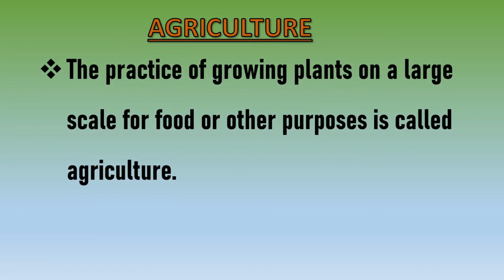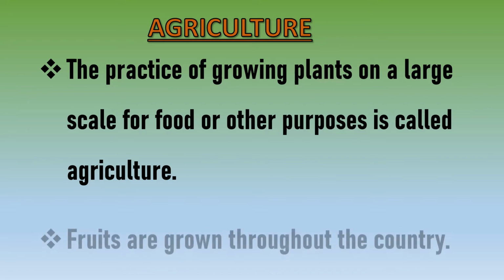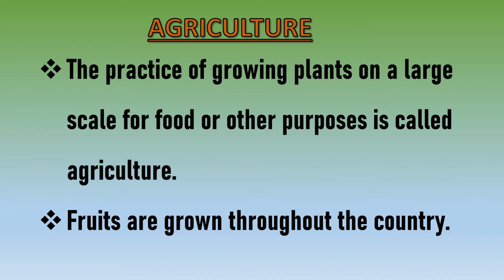Once we understand what crops are, we also need to know how these crops are grown, and that process is called agriculture. The process, the stages, the method by which crops are grown on a large scale is called agriculture. The practice of growing plants on a large scale for food or other purposes is called agriculture. Fruits are grown everywhere throughout the country.